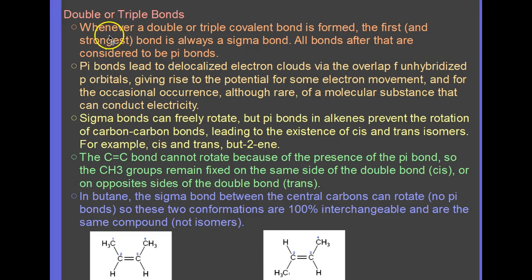Double or triple bonds. Whenever a double or triple covalent bond is formed, the first and strongest bond is always a sigma bond, and all bonds after that are considered to be pi bonds. Pi bonds lead to delocalized electron clouds via the overlap of unhybridized p orbitals, giving rise to the potential for some electron movement and for the occasional occurrence, although rare, of molecular substances that can conduct electricity. Sigma bonds can freely rotate, but pi bonds in alkenes prevent the rotation of carbon bonds, leading to the existence of cis and trans isomers.